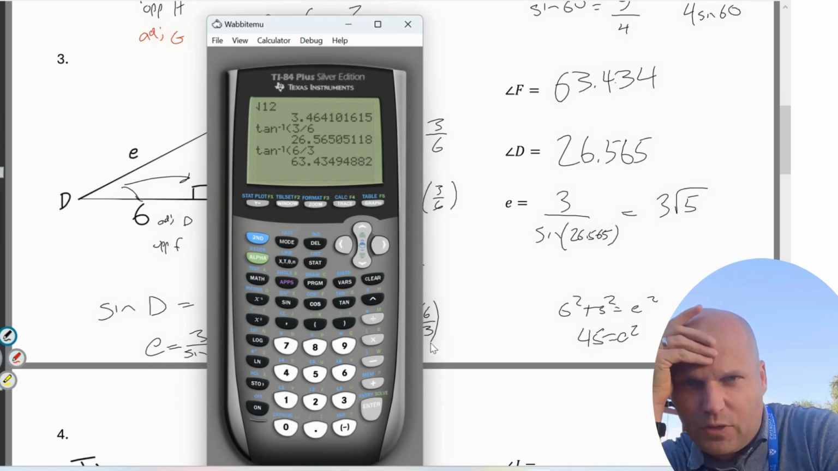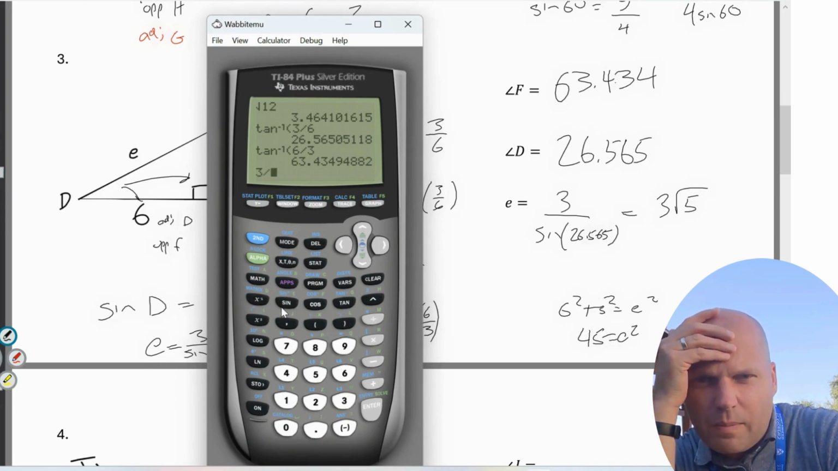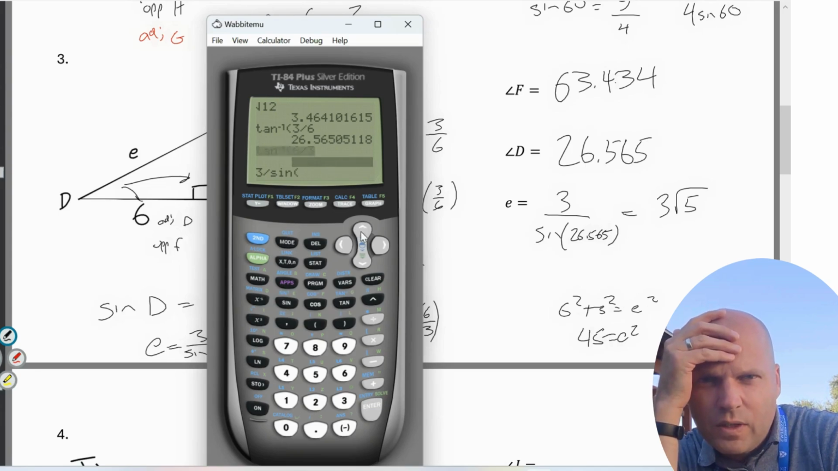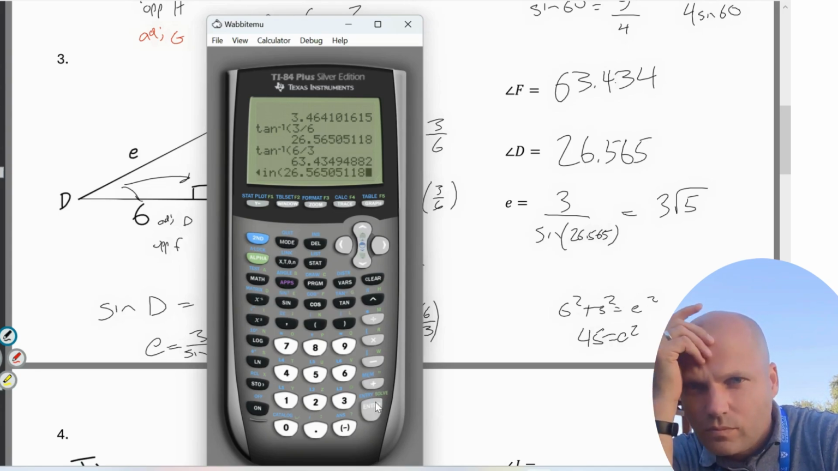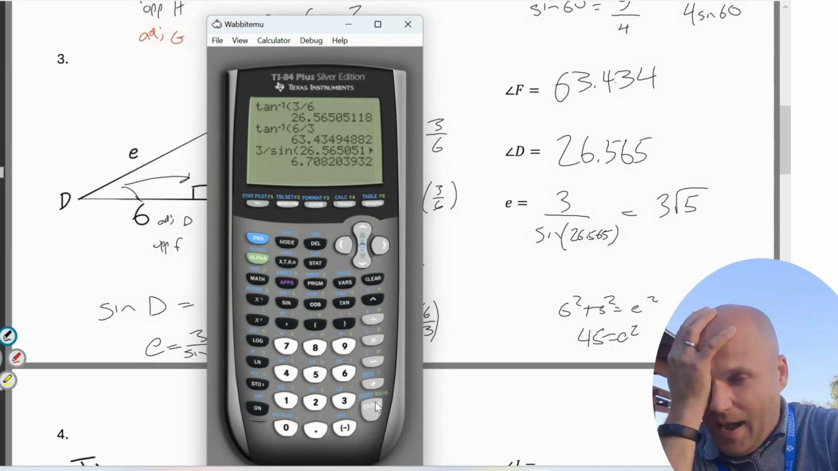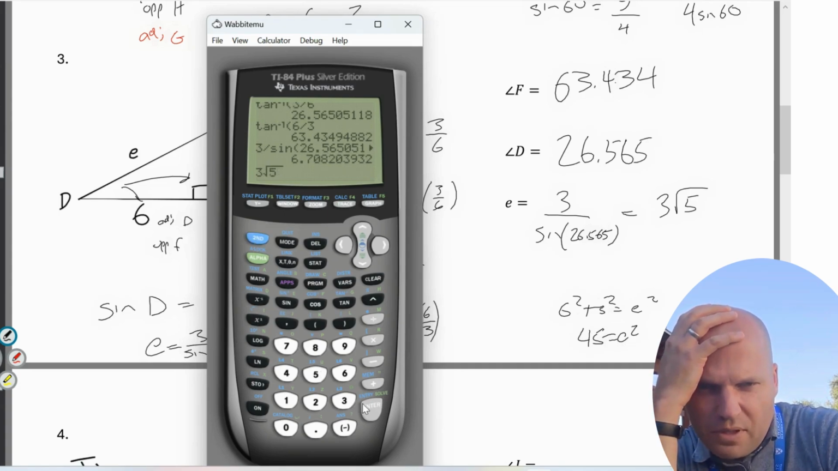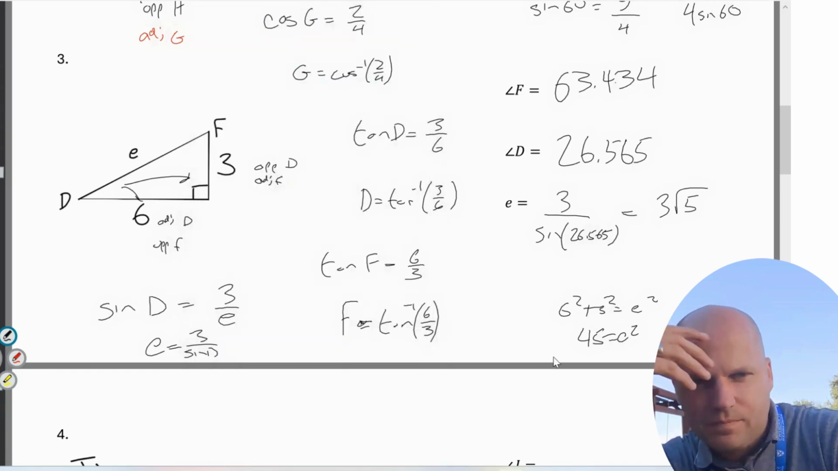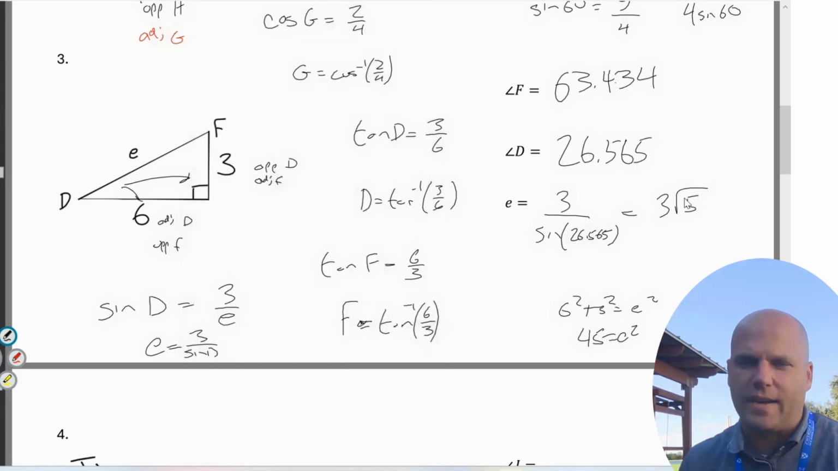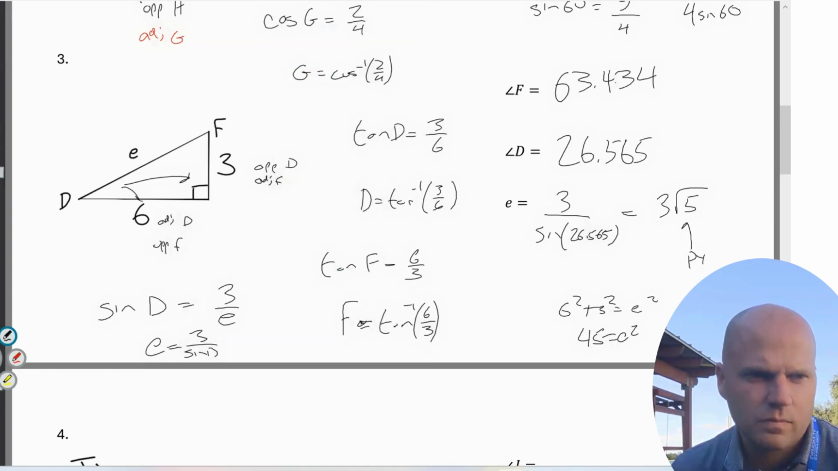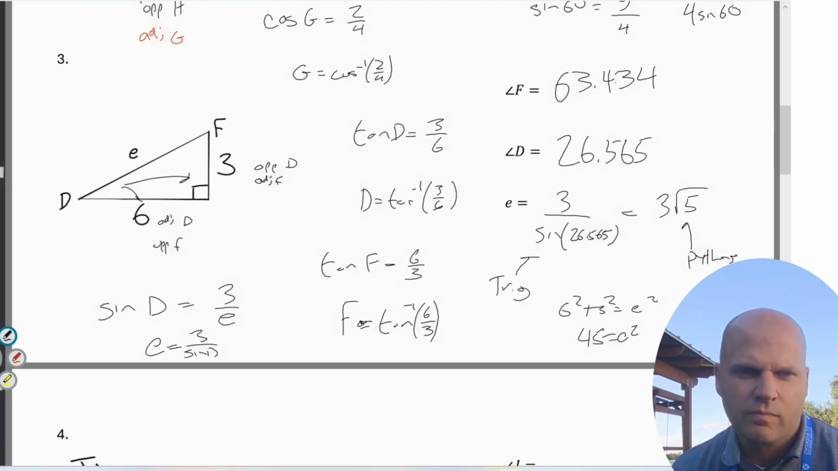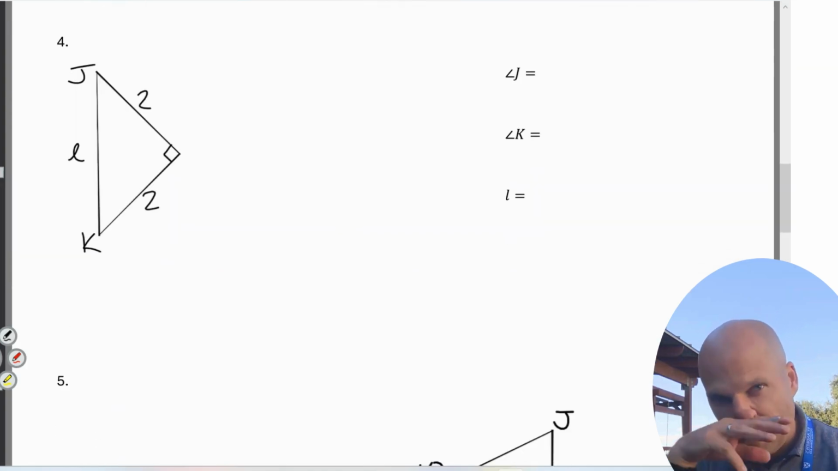And this is what's cool. Completely different things: 3 divided by the sine of this angle is 3 root 5. Seemingly completely different, it's the same thing. This is using the Pythagorean theorem. This is using trigonometry. They're very much related to each other.